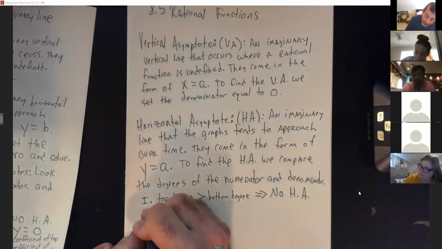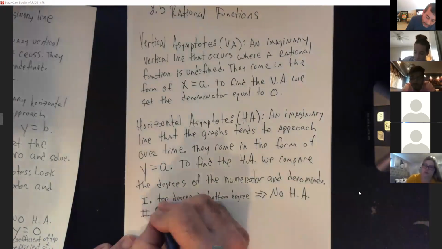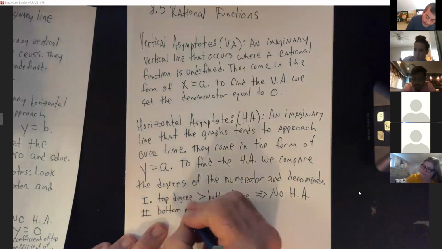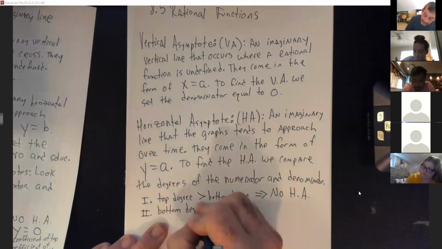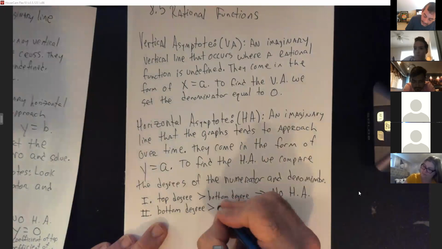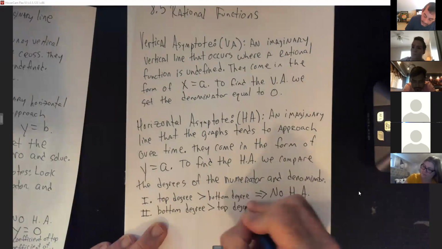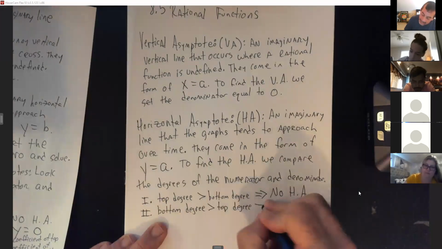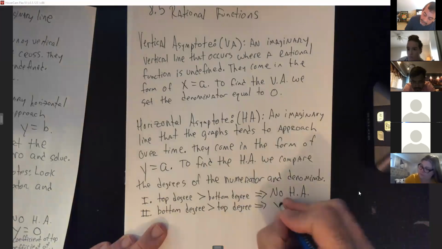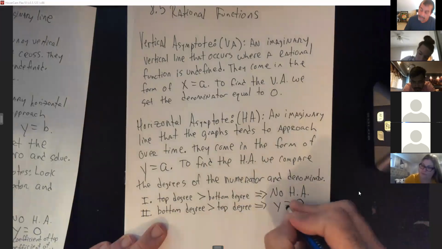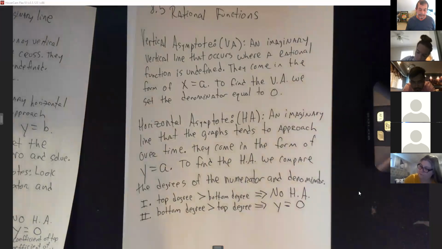But if the bottom degree is greater than the top degree, then over time, this wants to head towards 0 so that we get y equals 0.